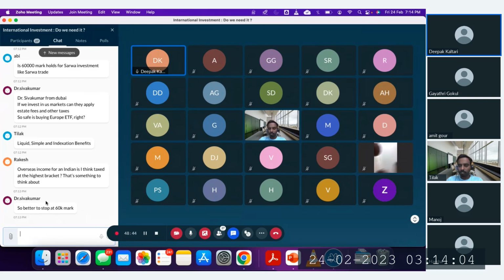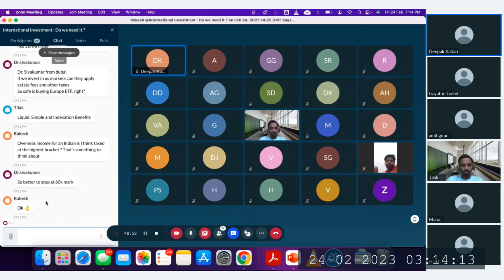And people may think that the $60,000 mark is too big an amount. In the long run, if one is a serious investor, he or she will definitely touch the $60,000 mark, for sure.